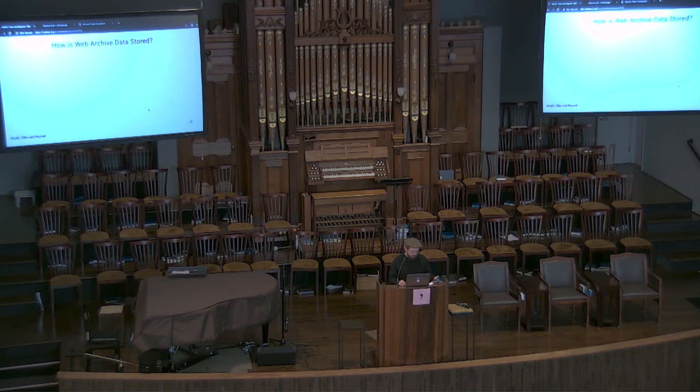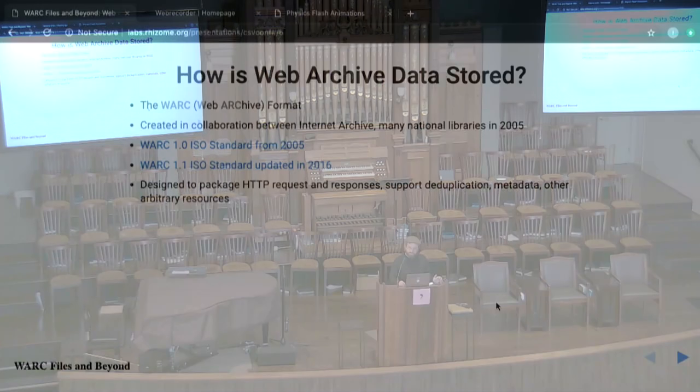How is the web archive data stored? The key format for web archives is what's called the WARC format, or sometimes referred to as the WARC file. And it's basically created in collaboration between Internet Archive and many national libraries in 2005. It's currently an ISO standard. So there's actually two revisions of the ISO standard. The first one was in 2005. The second one was in 2016. And it's designed to essentially package HTTP requests and responses and also support deduplication, metadata, and actually also storing arbitrary resources in this package format.